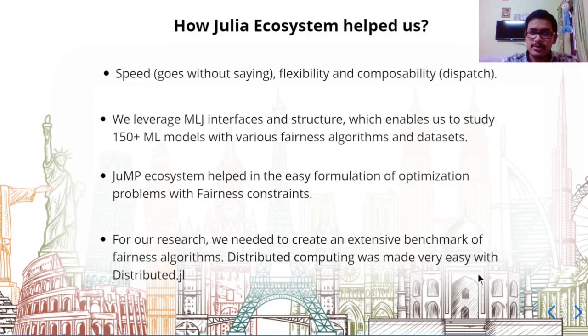So, how did the Julia ecosystem help us? Speed, flexibility, and composability were quite important. We also leveraged MLJ interfaces and structure, which enables us to study 150 plus ML models with the combination of various fairness algorithms and datasets. The JuMP ecosystem helped in the easy formulation of optimization problems and fairness constraints. For our research, we need to create an extensive benchmark. So distributed computing made this very easy with Distributed.jl.